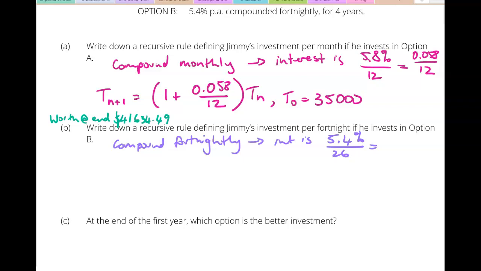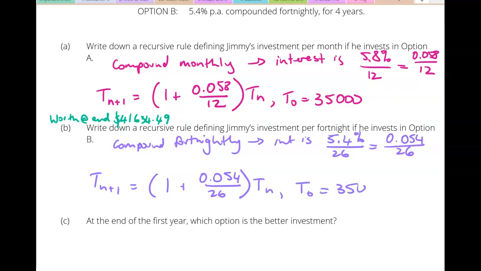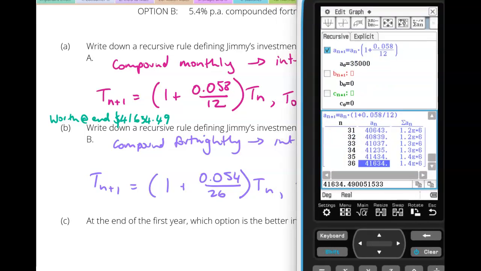It's not ideal because there are slightly more than 26 fortnights in a year, but let's not go there. So this shows you the exact percentage increase per fortnight. So still starting at 35,000. Now, this time we have a second sequence. We might need to refer back to the first sequence.